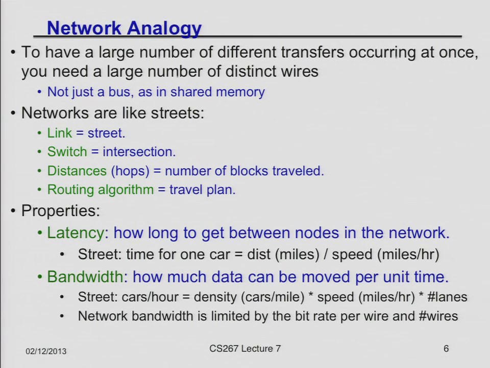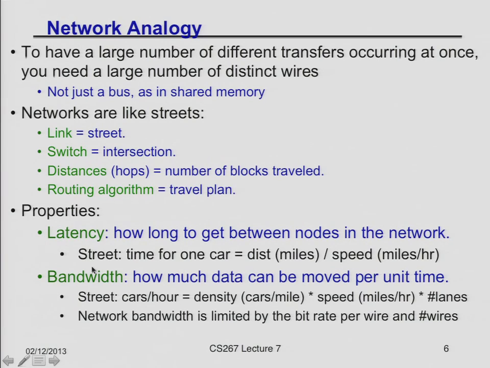And so the two numbers to measure this are going to be the latency and the bandwidth. The latency is basically how long it takes for one message to go from any one processor to any other. And in the case of a street, you ask, I start driving one car, how long does it take to get somewhere else? You take the number of miles, you divide by the speed, and that gives you the number of hours it takes, right?